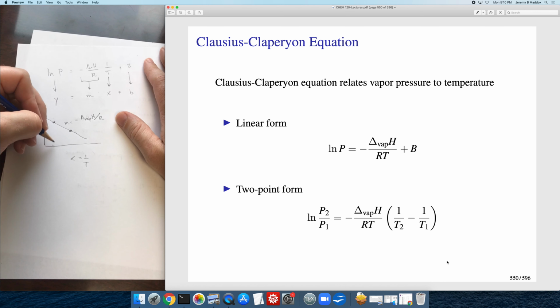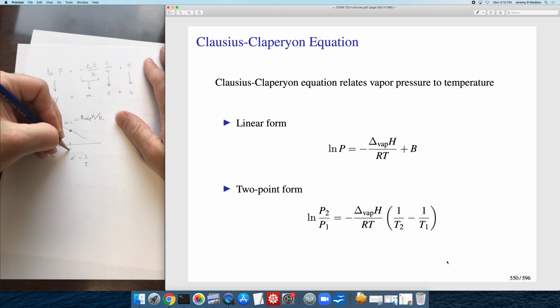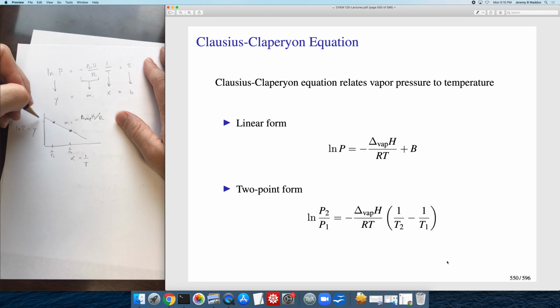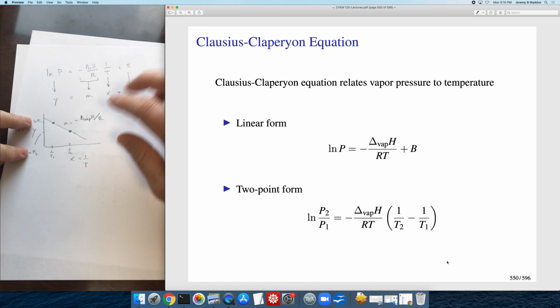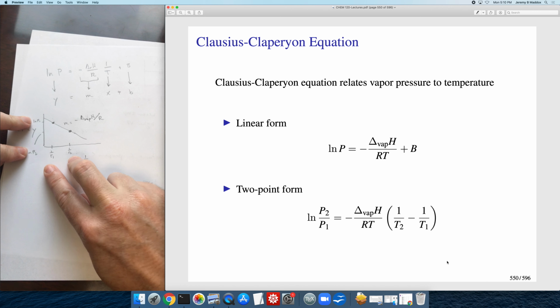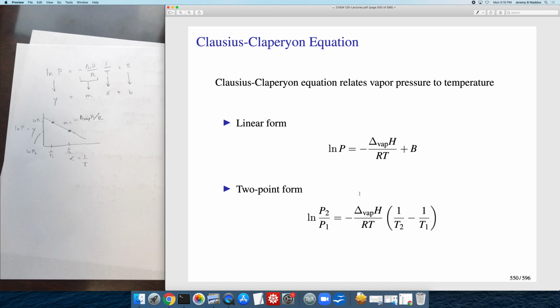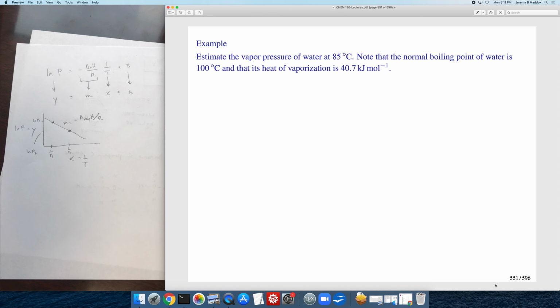So if you were to call this 1 over T1, and this is 1 over T2, this would be the natural log of P1, the natural log of P2. These values are all related to one another through this two-point Clausius-Clapeyron equation. Okay? And this is actually the one that we're going to use in our problem solving, as we'll see in this example.